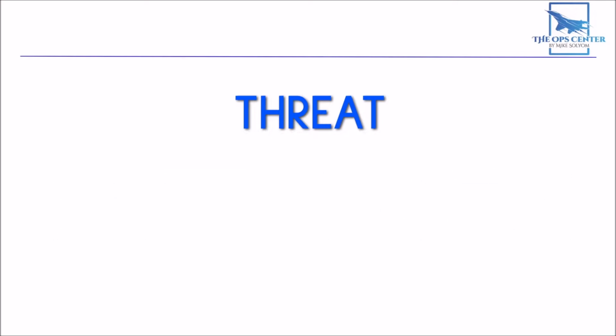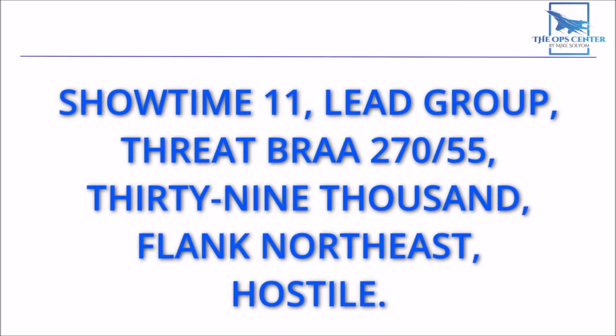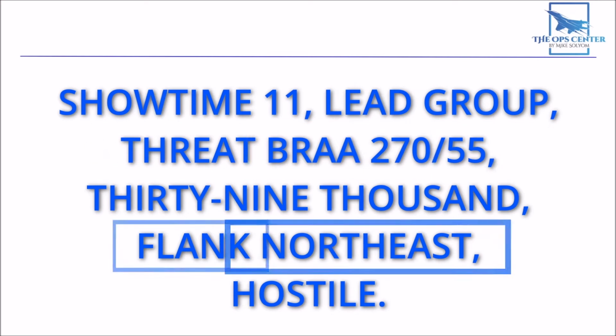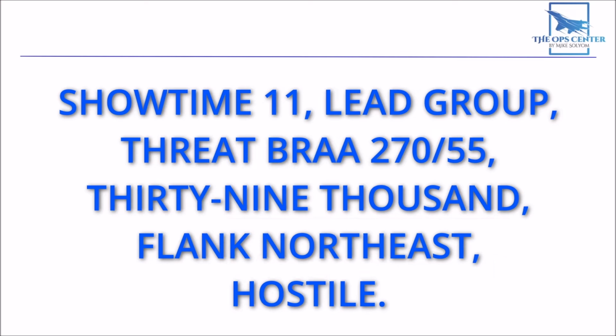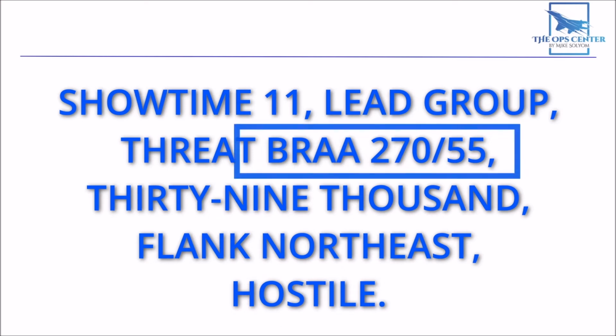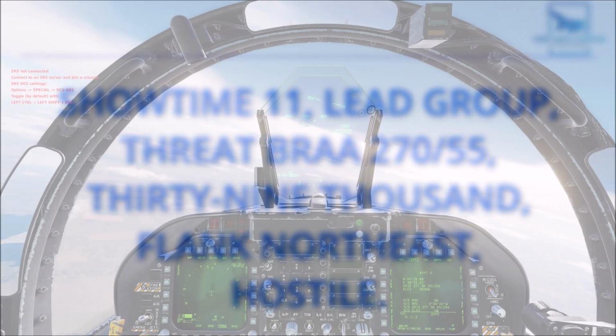And it would sound like this. "Showtime 11, lead group, threat BRA 27055, 39,000, flank northeast, hostile." Now Showtime 11 knows there is a threat directly west, 55 miles away. It's flying northeast and showing its flank. The controller is also letting Showtime 11 know that it has been confirmed as hostile. And since this information is directly relevant to Showtime 11, the BRA format is used instead of bullseye.